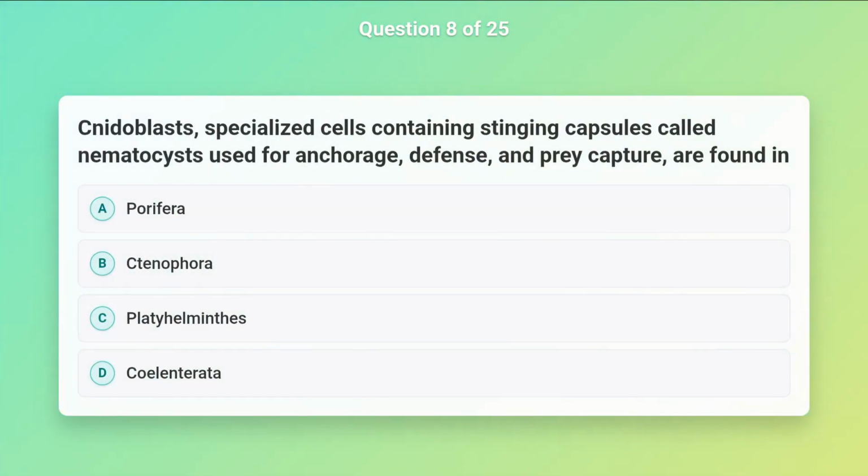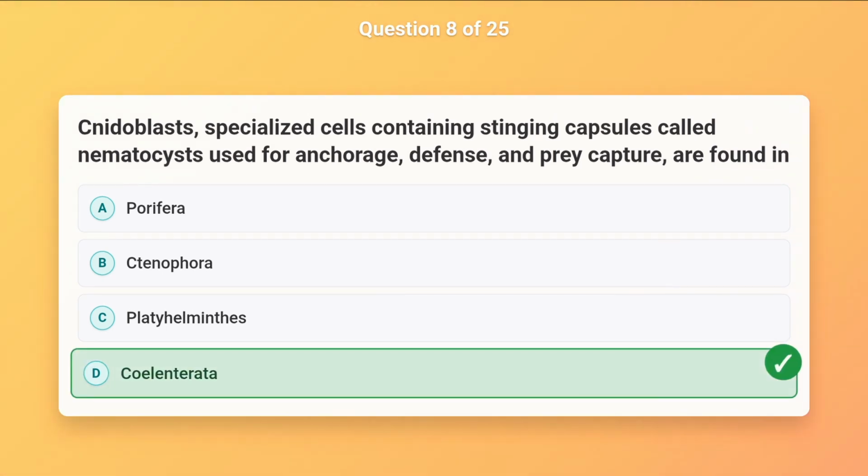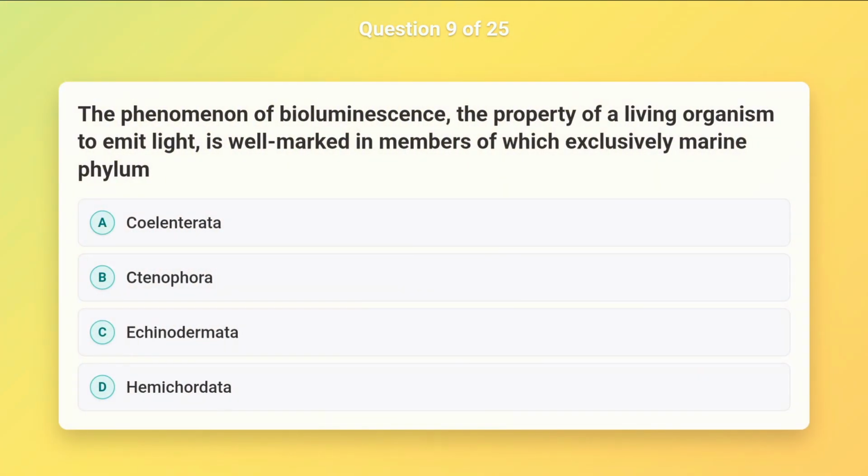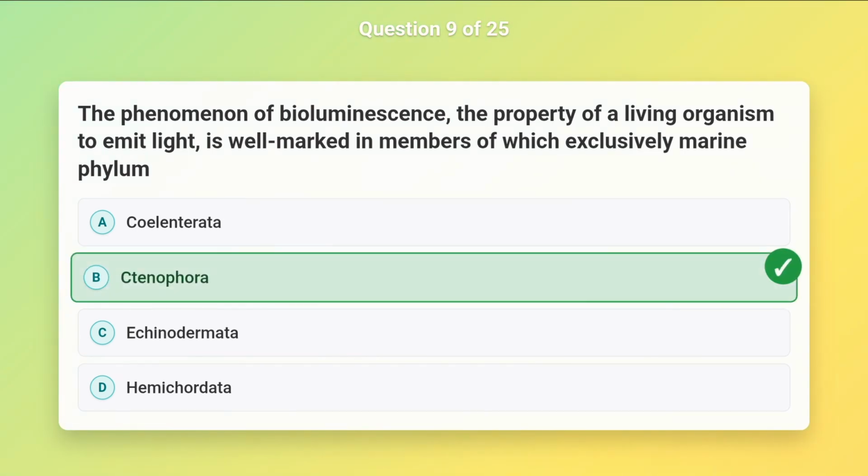Cnidoblasts, specialized cells containing stinging capsules called nematocysts used for anchorage, defense, and prey capture, are found in Coelenterata. The phenomenon of bioluminescence, the property of a living organism to emit light, is well marked in members of which exclusively marine phylum? Ctenophora.